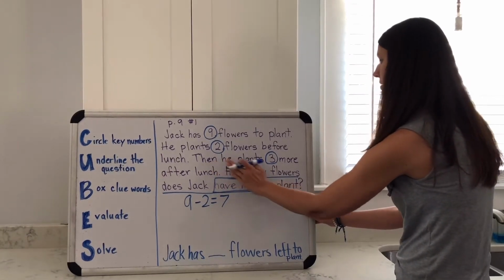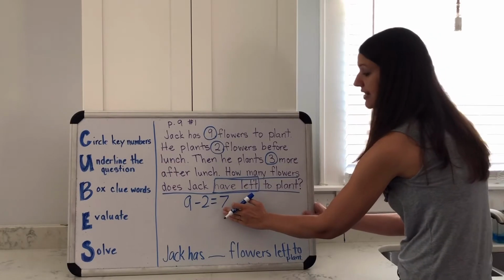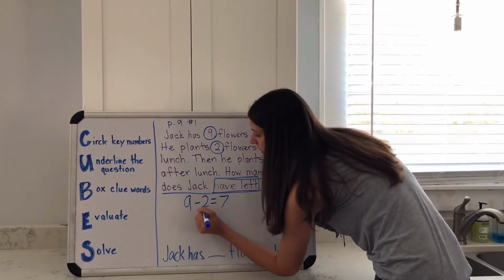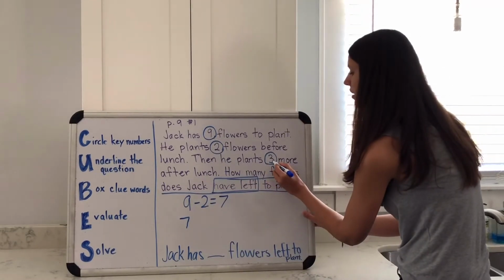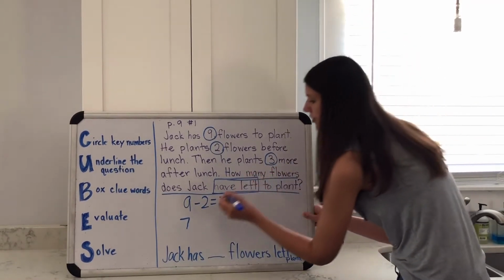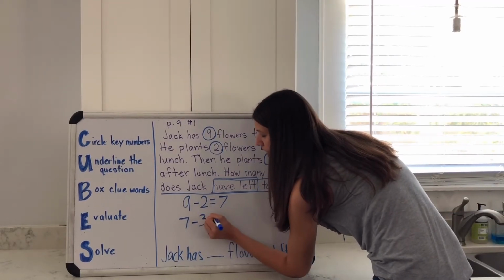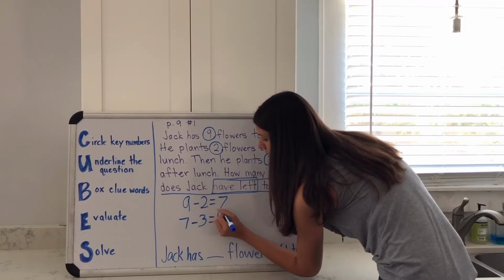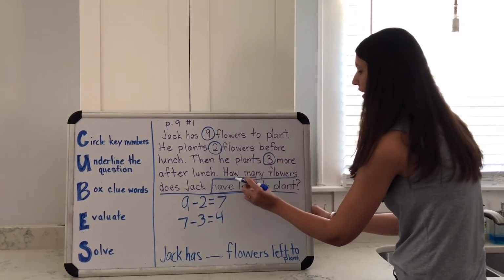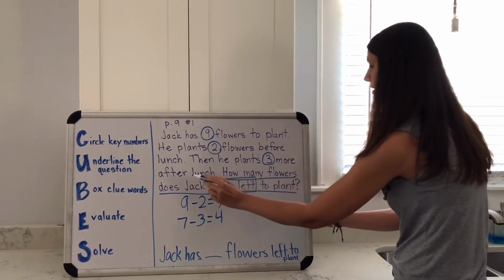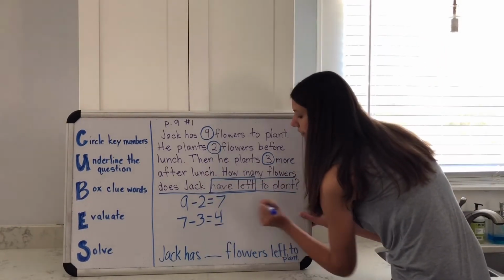After lunch, he plants 3 more. So now I'm going to take that 7, since he already did 2, and I'm going to subtract the 3 plants that he planted after lunch. 7 minus 3 equals 4. I've used all my numbers, so now I can go back to this problem. How many flowers does Jack have left to plant? It looks like he has 4 left to plant.